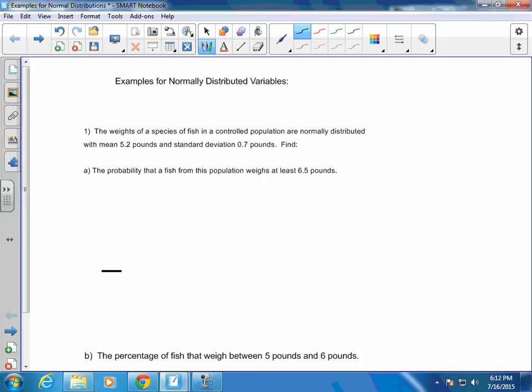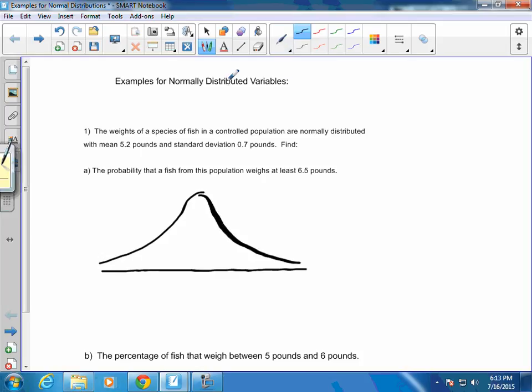All right, first thing we want to do for one of these problems is sketch ourselves a picture. All right, so I got a normal curve. Our mean is 5.2, so I'm going to label the center 5.2. Now we're looking for the probability that it's at least 6.5 pounds. So 6.5 is going to be out here to the right of 5.2, and at least is going to mean we want it to be 6.5 or larger.